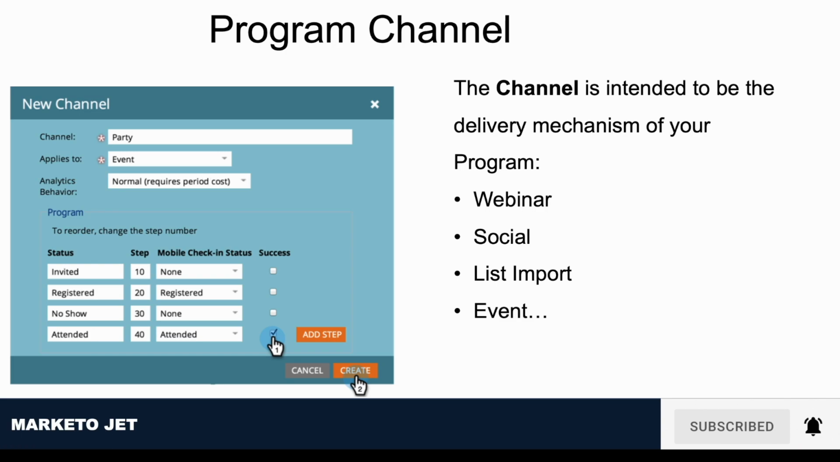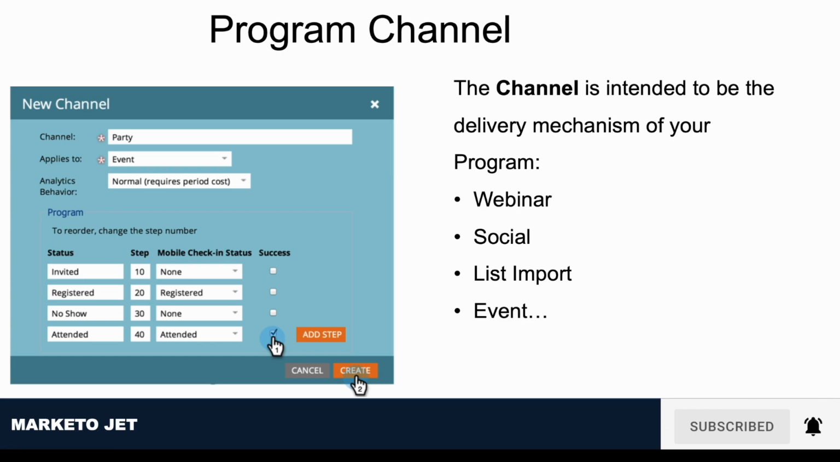Channels allow you to organize your reporting based on a person's interaction with your program. When you create any new channel, you need to select the name of the channel and which program types it applies to. You can also select whether you want this to be available for reporting or not, and if it requires a period cost or not. Then you need to decide the statuses of the program.